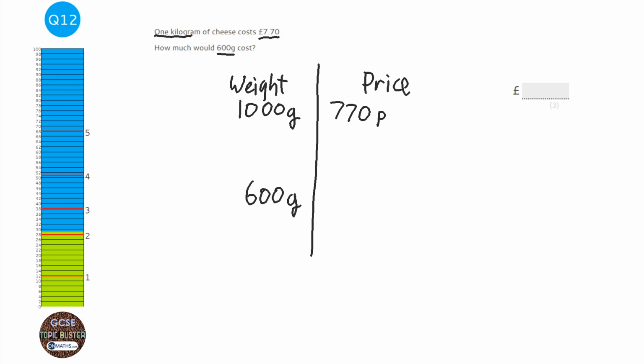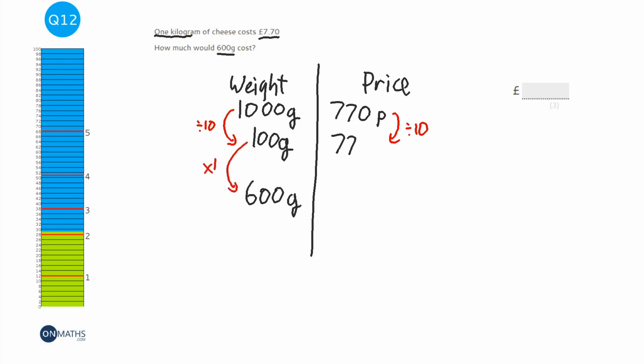Okay, so I need to get to 600 grams. And so first of all, if I've got a calculator, I can do this a lot easier. But without a calculator, let's try. Well, I can first of all divide this by 10 to get it so that it's 100. So that's 100 grams. And that would be 77. And then what I can do is I can times these by 6 to get 600. Okay, so if you've got a calculator, you can just type it in, but let's assume that you don't for this question.